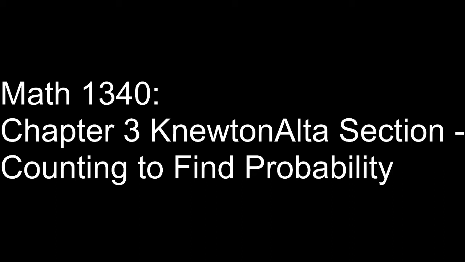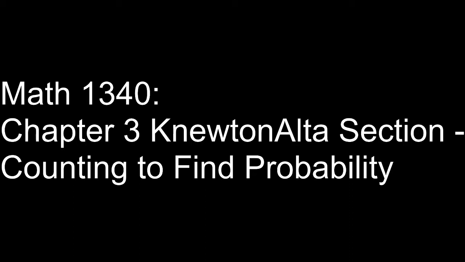It's Professor Wenson here again with a video on your KnewtonAlta homework that I've titled Chapter 3 KnewtonAlta section, Counting to Find Probability. The reason I titled it this way is because it's related to Chapter 3 material on probability. It's just that there's not a specific section in the OpenStax statistics book on counting to find probability. So what I did in your Canvas was, I gave you a link to the OpenStax pre-calculus book, section 11.7, to talk more about finding probability using permutations and combinations.